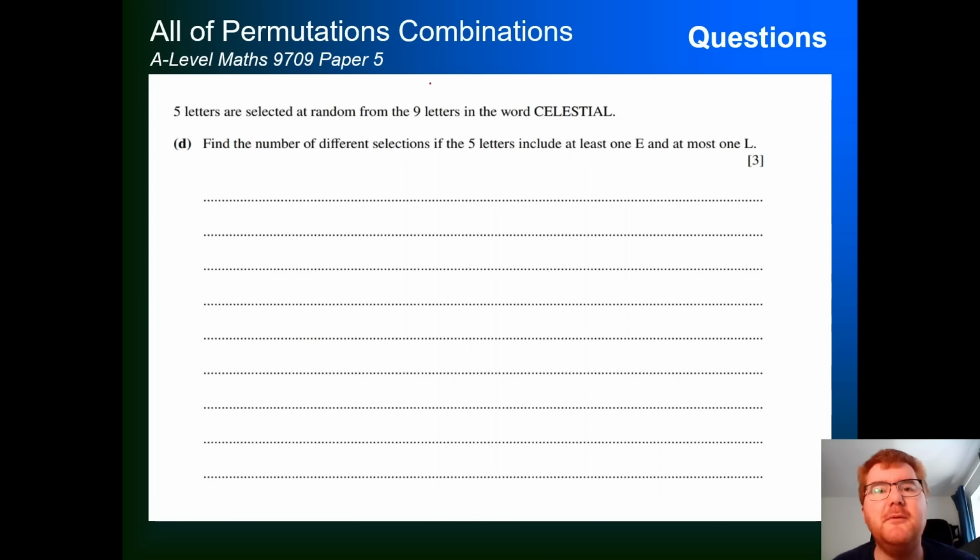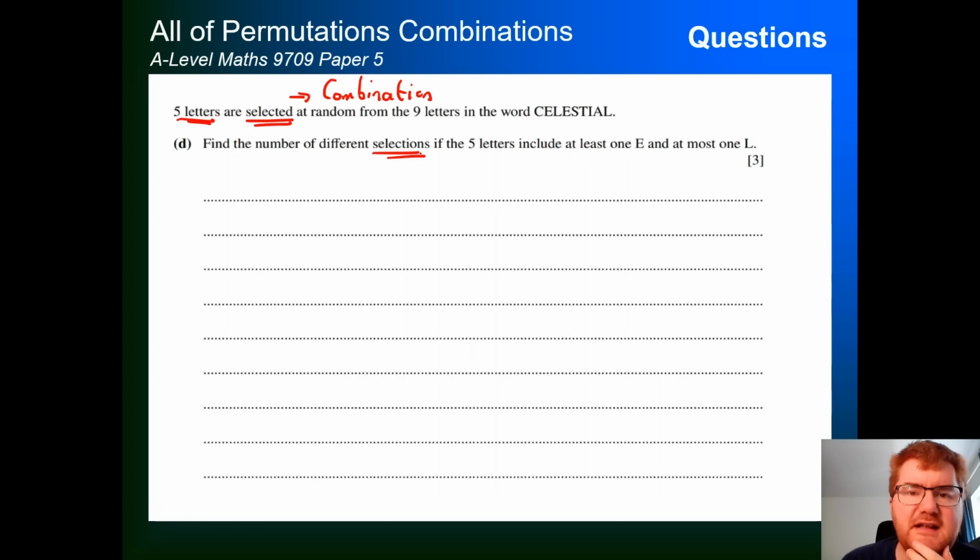Now, as usual in these permutation combination questions, they'll do a mixture of both. So now we've got a selection. We're now going into our combination style question, and we're selecting 5 letters from this word celestial. And we want a number of different selections if the 5 letters include at least 1 E, and at most, this is interesting, at most 1 L. So let's deal with where the E's and L's go, and then we can work out the other letters, our C, our S, our T, our I, and our A, and how they go in.